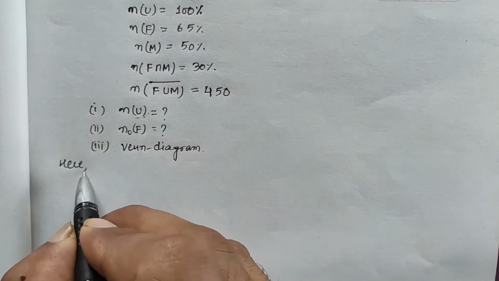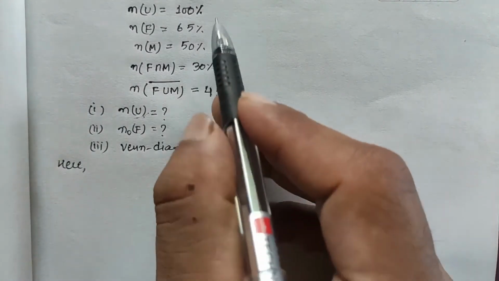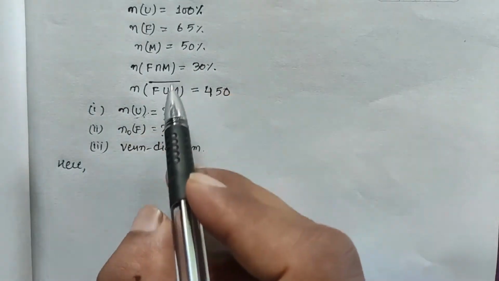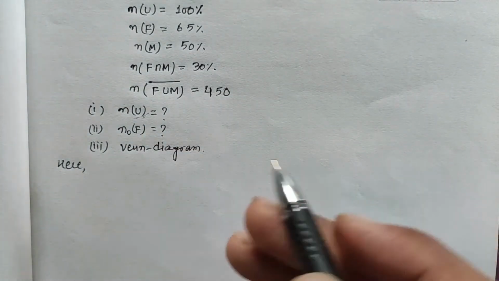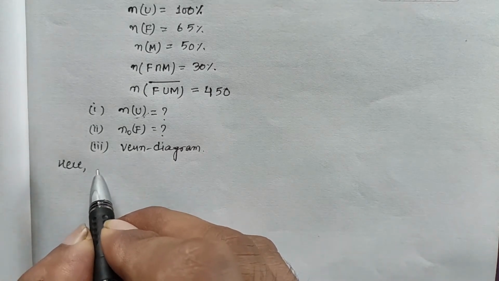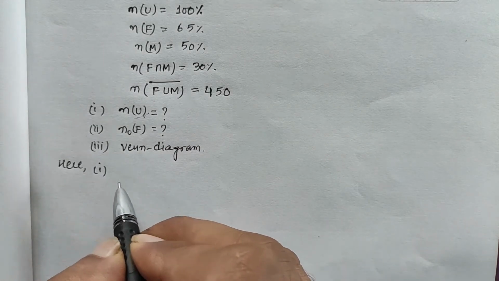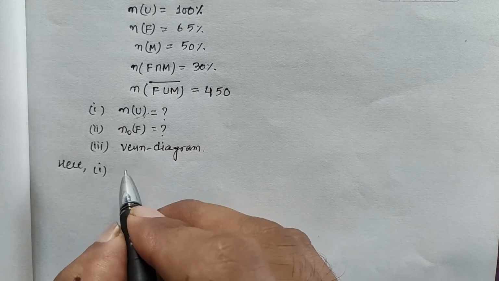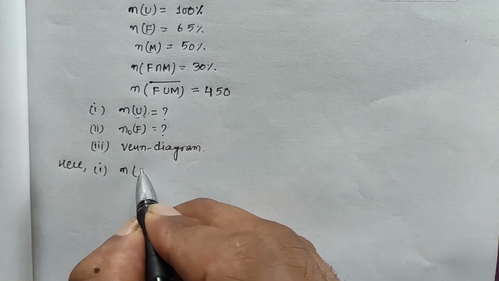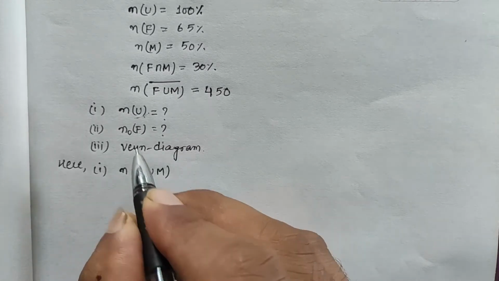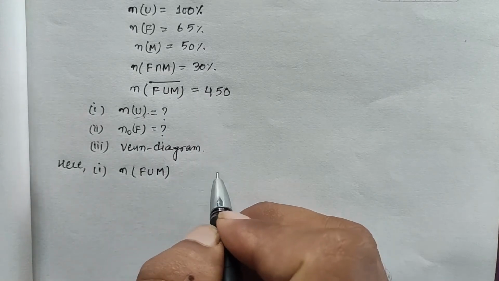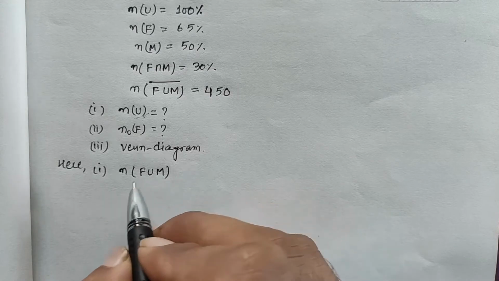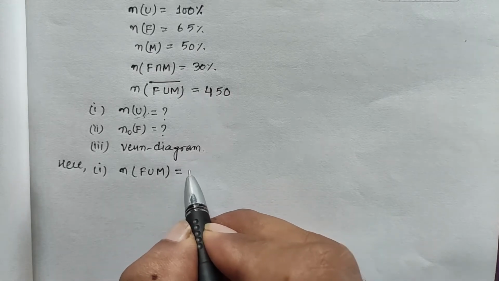So here, in this type of questions we have to find in percentage, then we have to change it into numbers. So how we will change it into numbers, I will explain in the solution. So here, let's find the union first, because NU is N of F union M plus the complement of F union M. So we have to find the union first.